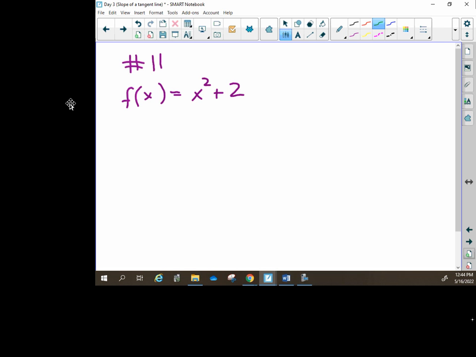By the way, the derivative formula is going to be 2x. That's how easy it is once you learn the formulas. That's the shortcut. But we don't know the shortcut yet, so we have to use this. I know I'm irritating right now.